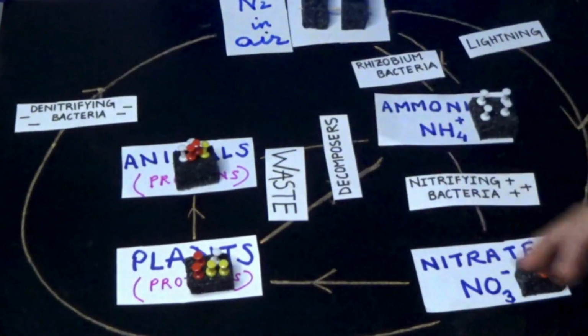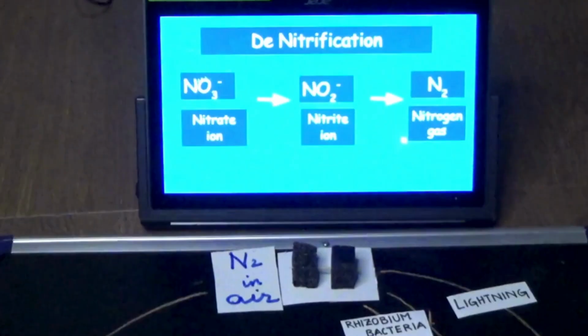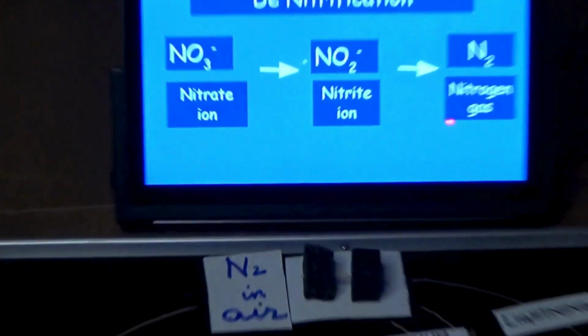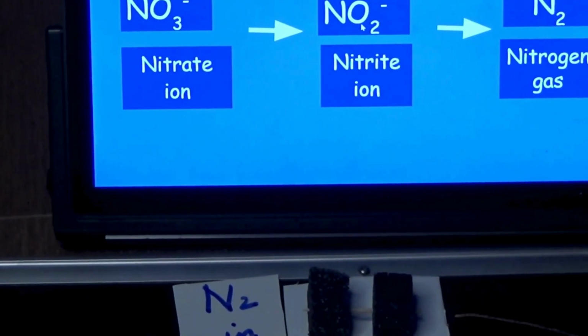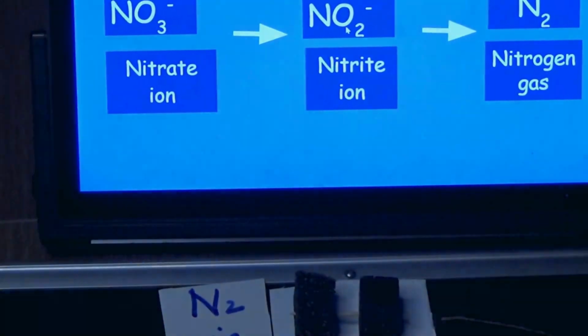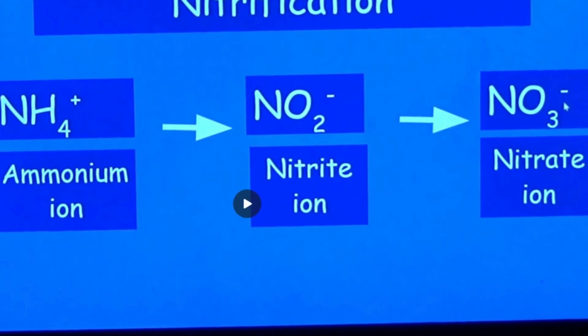These nitrates are converted into nitrogen back again by denitrifying bacteria, which do the reverse process, where nitrate is converted to nitrite to nitrogen, which means oxygen is taken out from the ion to finally go back to air as nitrogen gas, and thus the cycle is completed.